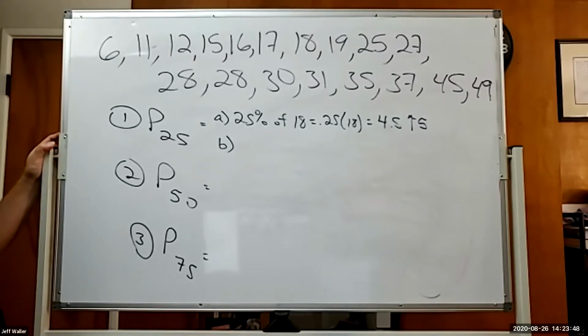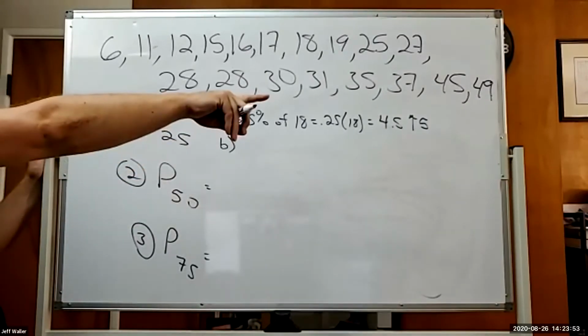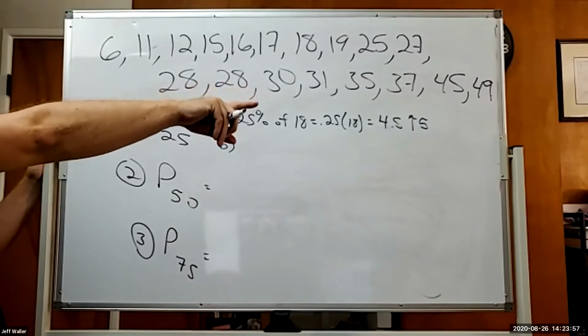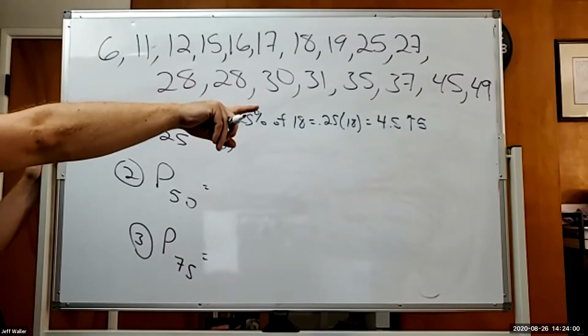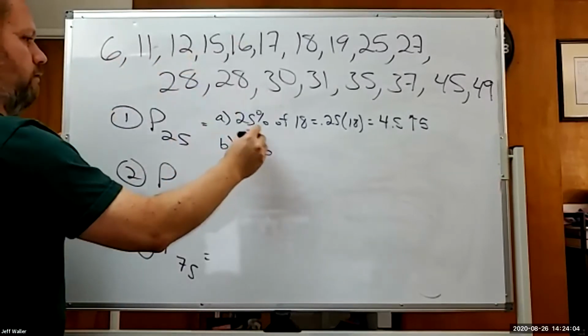Just to make sure everybody's on the right track, this first one, you should get the 5th number, right? So 1, 2, 3, 4, 5, done.